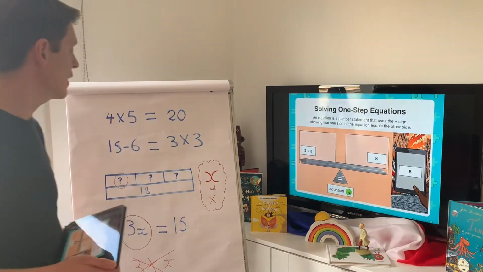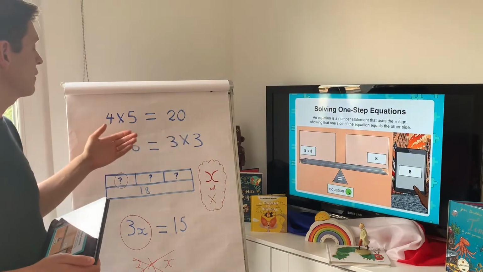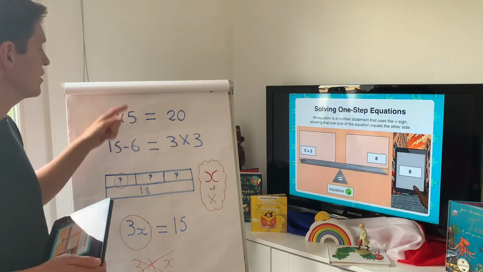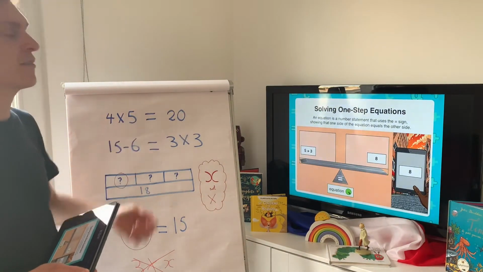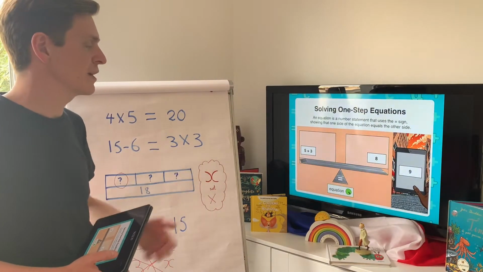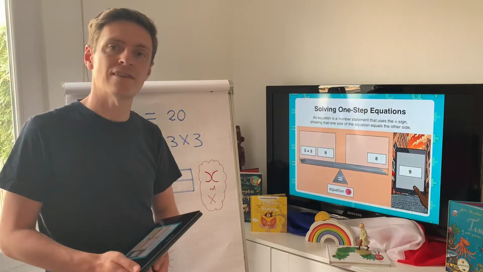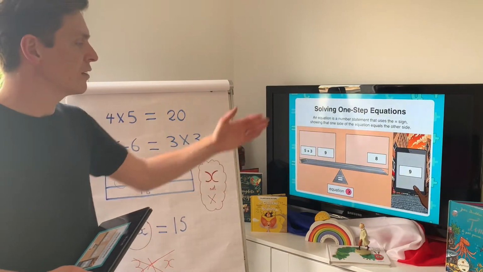it's balanced. So an example here, 4 times 5 is 20. This side equals this side. It's a balanced equation. Let's have a look at another couple of examples and see how differently we could represent them. If I've got 9 this side, it's no longer balanced, is it? I've got 8 on that side.